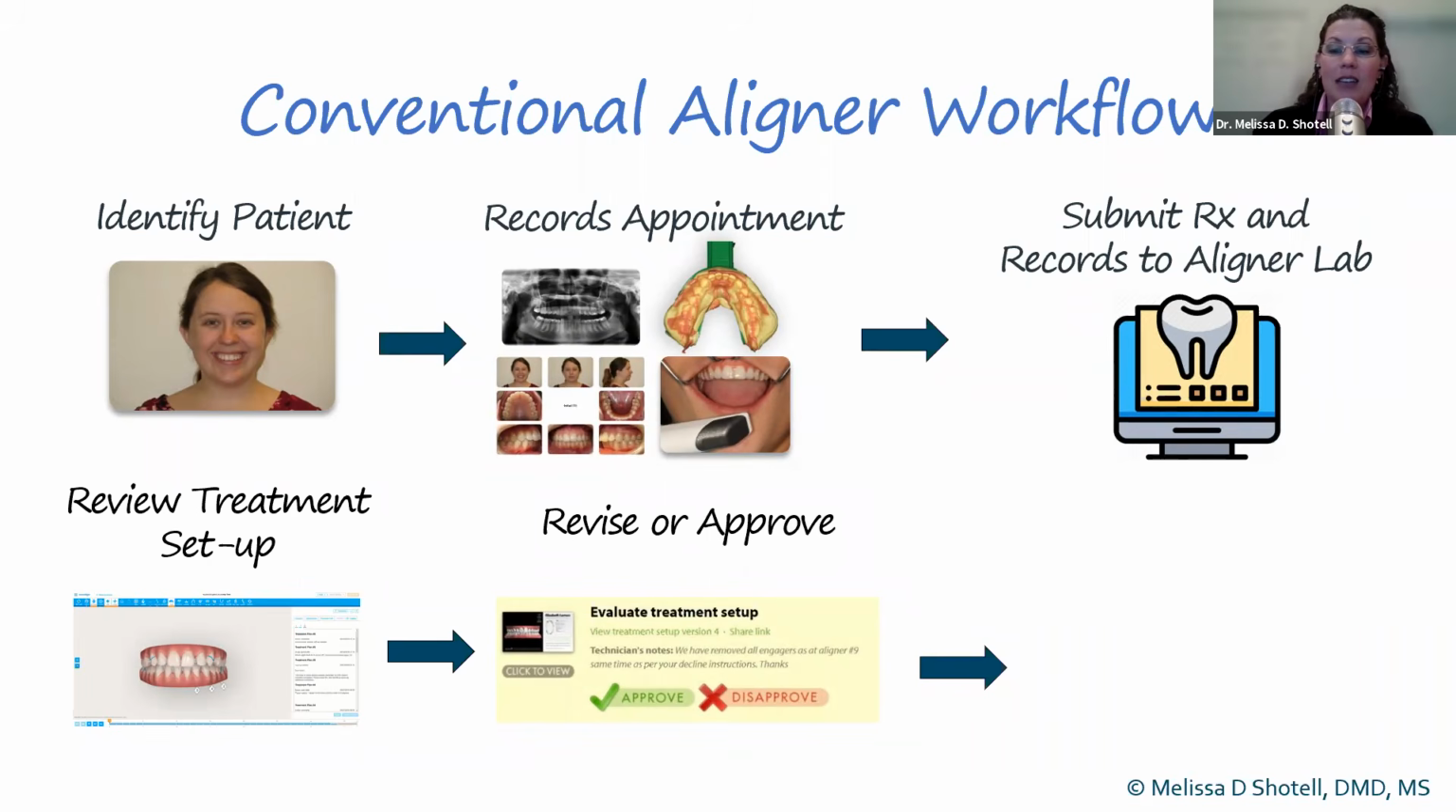Now, this workflow doesn't really do the process justice, because here reviewing the treatment setup is just one step. Traditionally, I have to say that I have in general 2 to 3 revisions with most aligner laboratories before I've achieved the treatment setup that I'm looking for. So it can be a very time-involved process, taking up to a week to come to that final treatment setup that we're ready to approve.